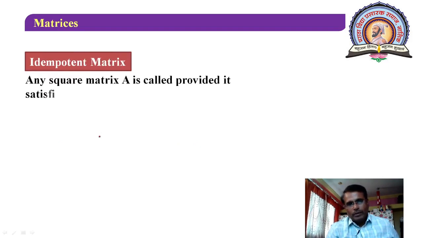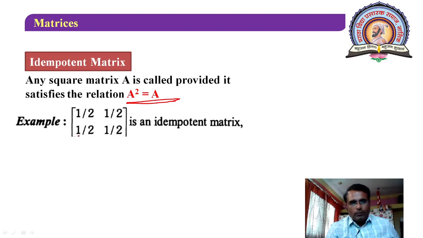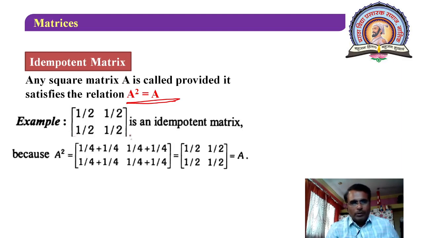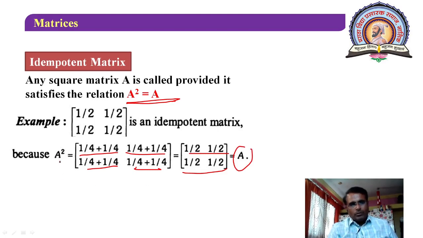The next is idempotent matrix. Any square matrix A is said to be idempotent provided it satisfies the relation A square is equal to A. If A into A is equal to A, then that is called an idempotent matrix. With the example 1 half 1 half, 1 half 1 half, this is an idempotent matrix, because you will observe that its product with itself is 1 half into 1 half plus 1 half into 1 half, that is 1 by 4 plus 1 by 4, which is 2 by 4, that is 1 half. So 1 half 1 half, 1 half 1 half is your resultant matrix, which is equal to A itself. A square is equal to A, therefore it is an idempotent matrix.